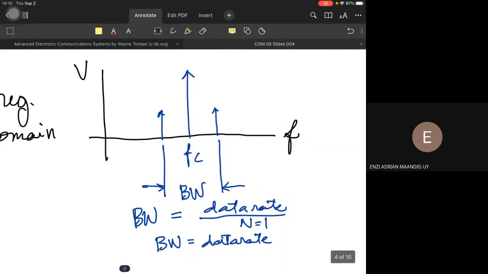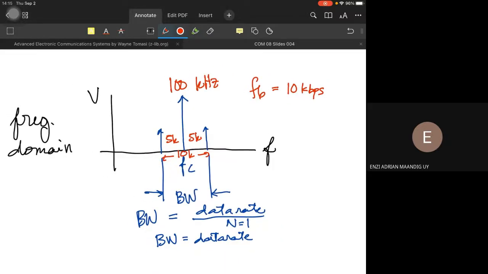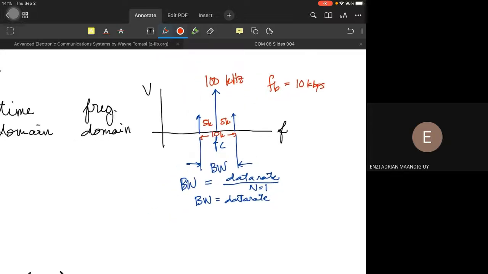Whatever the central or carrier frequency is, say 100 kilohertz, and let's say the bit rate is 10 kbps, that is 10 kilohertz. So 5 kilohertz on each side, making it a 10 kilohertz bandwidth. That is how the bandwidth of ASK depends on the data rate or bit rate.